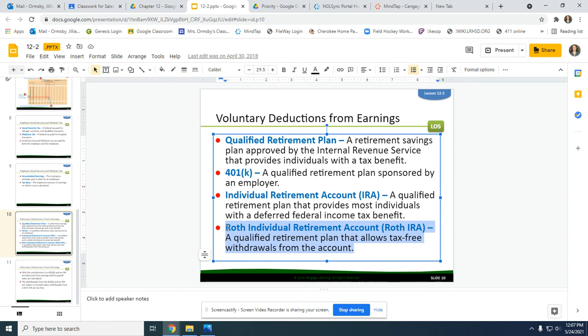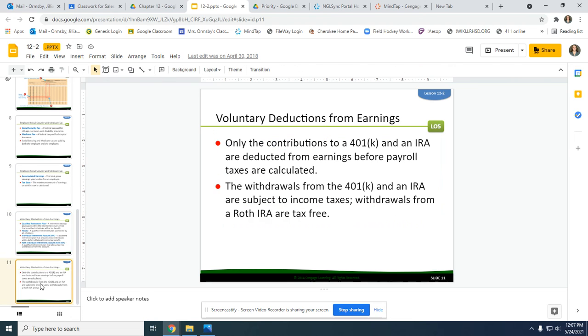You should talk to your parents and see what types of retirement plans they utilize because it's just good learning for the future. But I always recommend a Roth IRA as your first means of saving for the future. So those are just examples of deductions that would also be withheld by the payroll clerk.